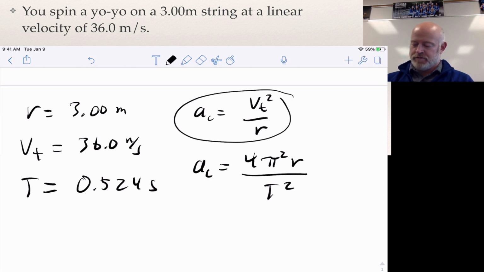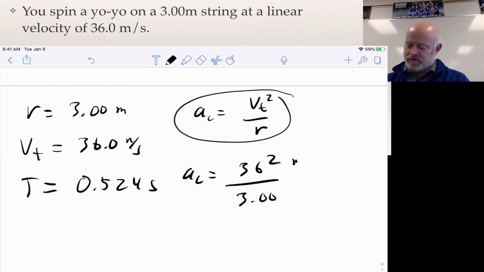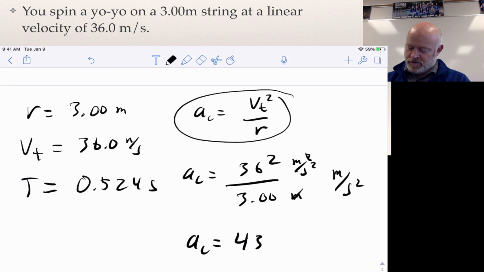I'm going to use the first one because it's less work, less things to worry about. So my velocity is 36, I'm going to square that, and divide by my r, which is 3. The velocity squared is in meters per second squared, and the radius is in meters, so those cancel to give meters per second squared. Taking 36 squared and dividing by 3, I get a centripetal acceleration of 432 meters per second squared.